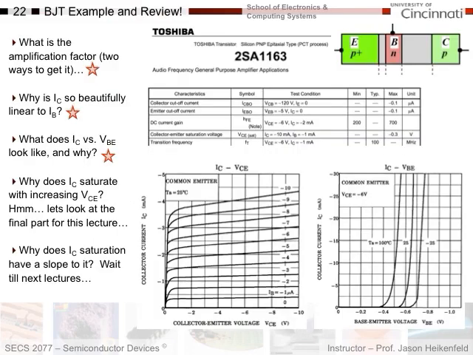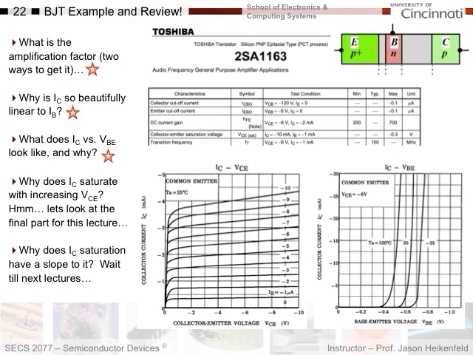Okay, so let's wrap this up and then we'll have one last topic for BJTs. But let's make sure we can answer these questions. This is a great review. Here I have a spec sheet. And let's see if you can understand and digest this spec sheet and make sure it makes sense in terms of the things we've learned for this course.